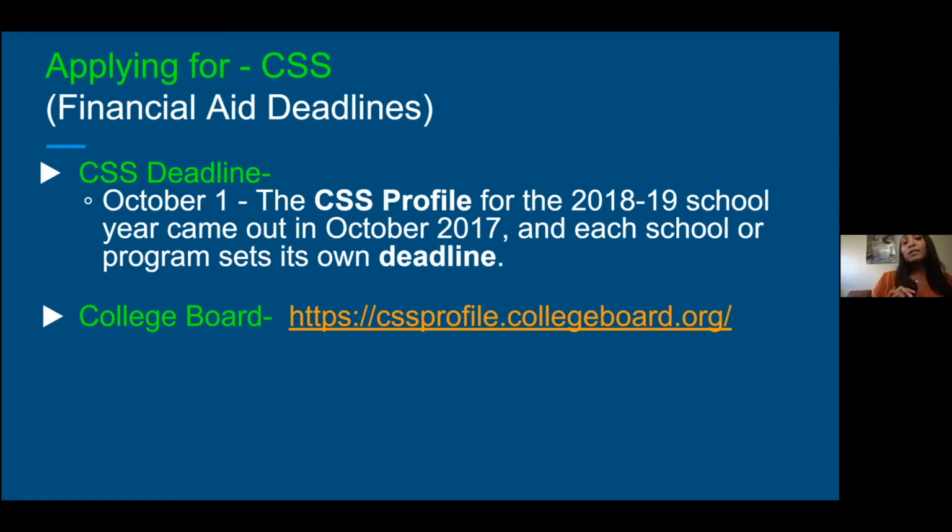All right, let's talk about the CSS deadline. The CSS Profile opens up October the 1st, just like the FAFSA application. But each school has its own deadline in regards to when they will ultimately take that application. For more information about that, you want to make sure you go to cssprofile.collegeboard.org.